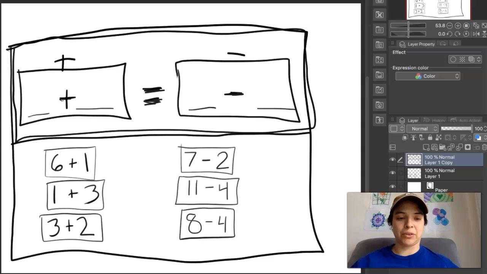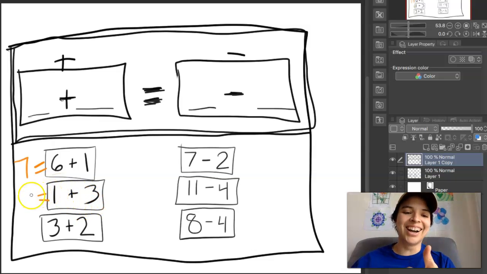Okie doke? Okie doke. So, here we go. Let's start with 6 and 1. I vote we grab the 6 and we count on 1. So, 6, 7. Ooh, so 6 plus 1 is the same as 7. Okie doke. Then we have on this side, let's see, 1 plus 3. Well, let's grab the 3 and count on 1. 3, 4. 1 and 3 is the same as 4. Or 4 equals 1 plus 3.